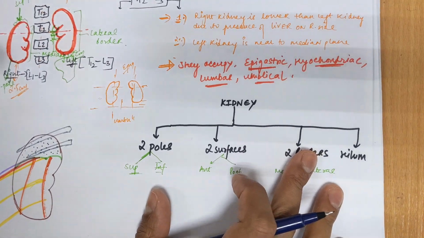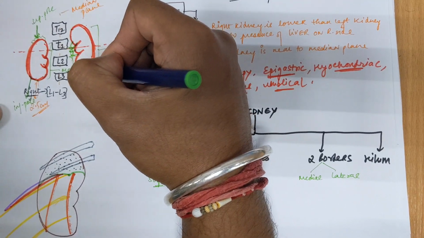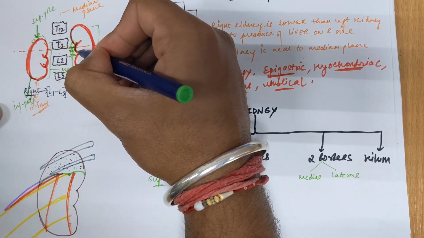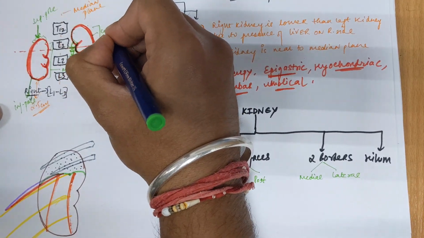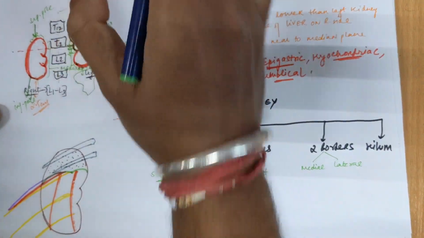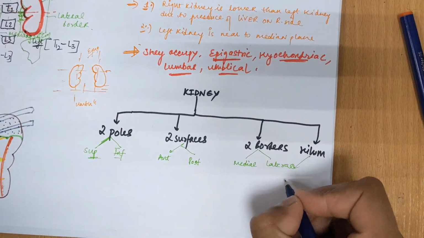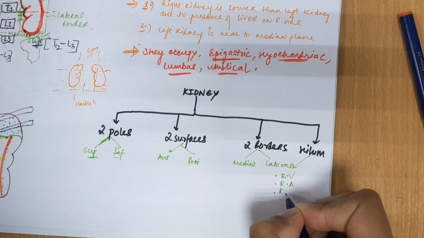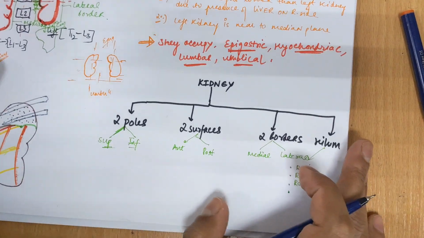Okay, and if we talk about the borders, in the medial side, on the upper and the lower poles, the border is actually convex. But in the middle of this medial border, this part is concave. On the lateral side, it is fully convex. So on the medial side, upper and lower are convex, but the middle is concave. So this is a specific feature regarding this. And at the hilum, we have vessels, we have renal vein, renal artery, and renal pelvis, or ureter, which originates from here, and also subsidiary branches of your renal artery.